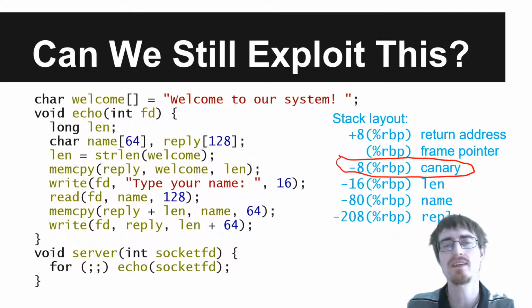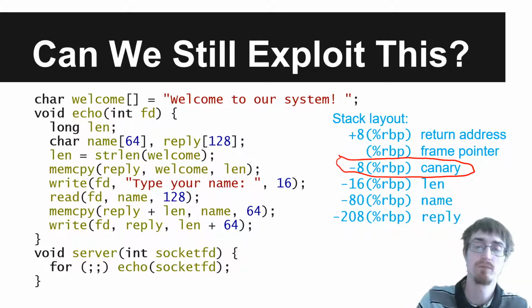Now, if we use the attack we used before, it will definitely override the canary before getting to the return address. So my question to you is, can you think of a way around this? Can you think of a way to exploit this vulnerability without having the canary show that there was something wrong? I'll give you some moment to pause the recording and think about this before I give the answer.